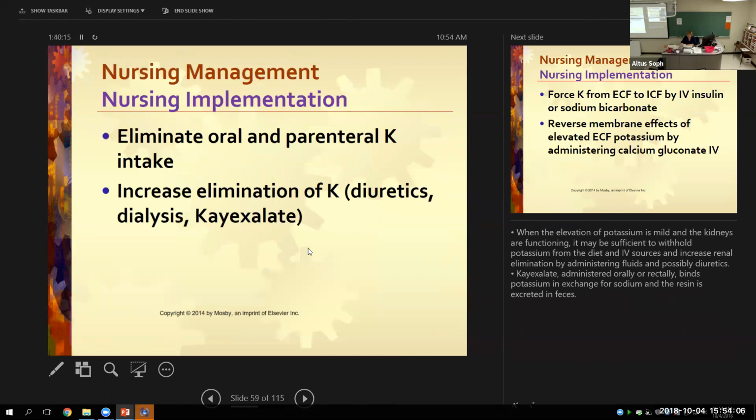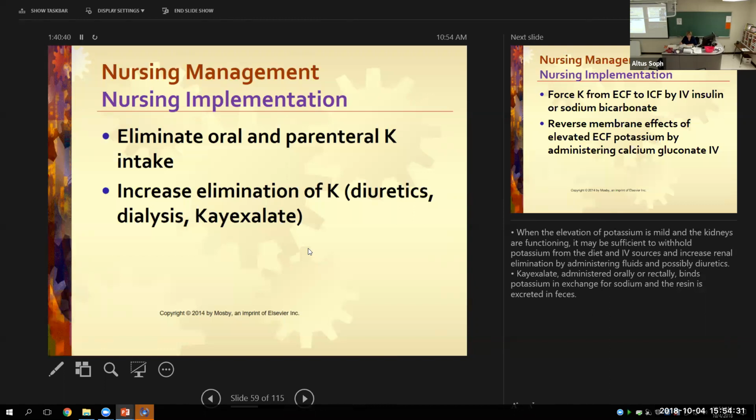We can give what we call Kayexalate. This is a medication. It's a liquid medication. It can be given by mouth. It can also be given as an enema. Same medication. You're either giving it by mouth or as an enema. Now, unfortunately, you have a side effect of having severe diarrhea, loose stools with this drug, but it is a very quick way to get your potassium level down.